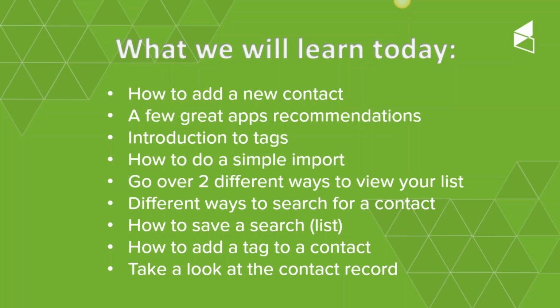So this is what we're going to go over today. How to add a new contact, a few great apps that we recommend, introduction to tags, how to do a simple import, go over 2 different ways to view your list, a couple of different ways to search for a contact, and then save that search and then add it to your dashboard. How to add a tag to a contact, a couple of different ways, and then take a deep dive into the contact record itself.